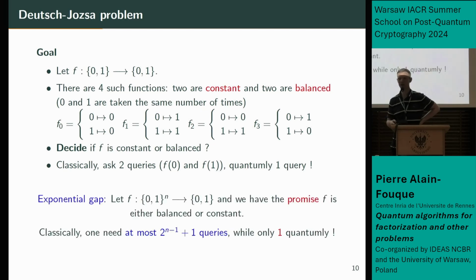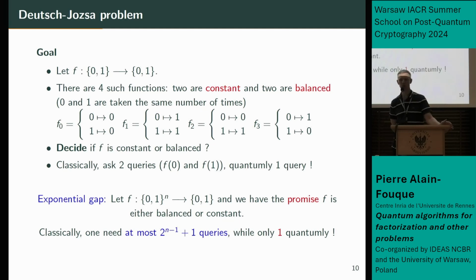oracle. Okay, so maybe it's not very impressive, but in fact, we can also generalize this to any n-bit function to a one-bit function. Now, it's not the case that all such functions are either balanced or constant, but if you have the premise that they are in one of these two categories, you can decide. So the problem is to decide in which category, balanced or constant, the function is.